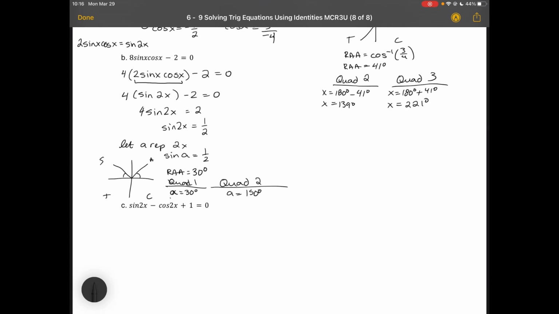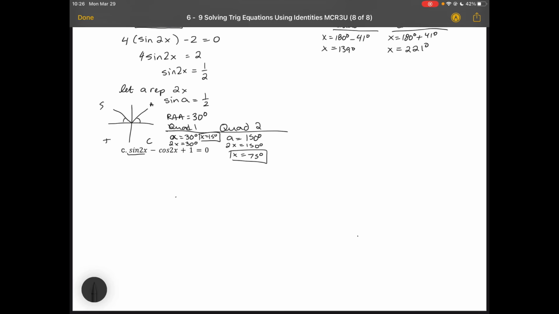But I really do know that A is actually equal to 2x. So that means that x has to be equal to 15 degrees. And the same thing here, A is 2x equals 150. So that means I know that x has to equal 75 degrees. Those are my two solutions for this problem based on using that double angle formula to simplify it to one trig function.